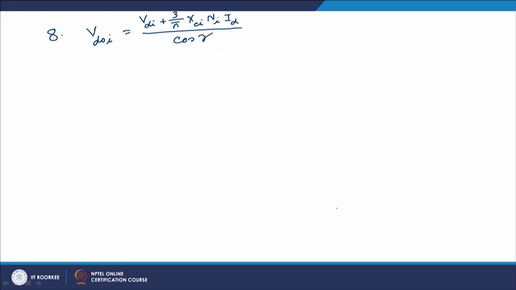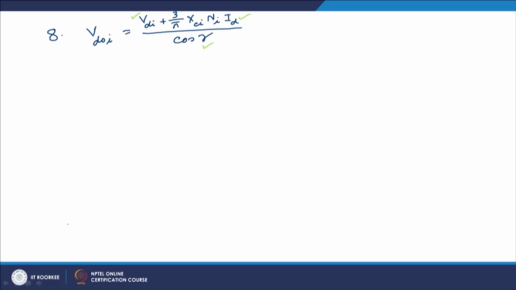Now, here in this equation VDI is already pre-specified, gamma is pre-specified, ID we have calculated, Ni is known, Ni is the number of 6 pulse converters connected in series at the inverter side, and XCI is nothing but the transformer leakage reactance at the inverter side. So therefore VDOI is calculated.